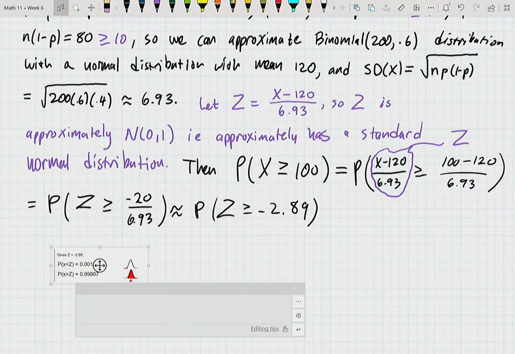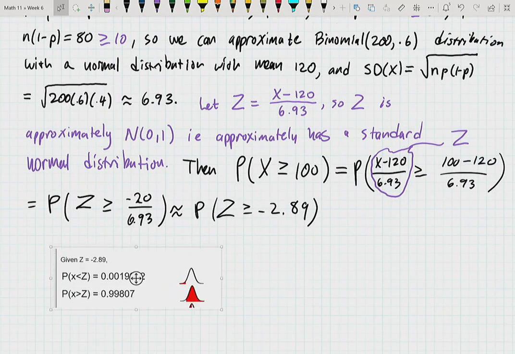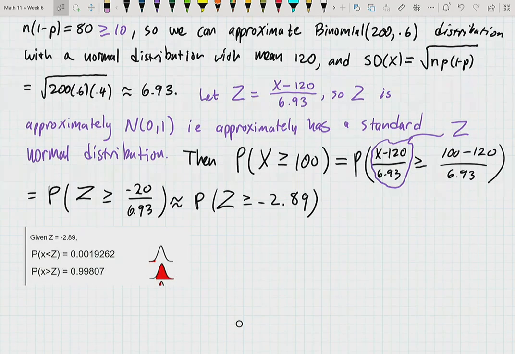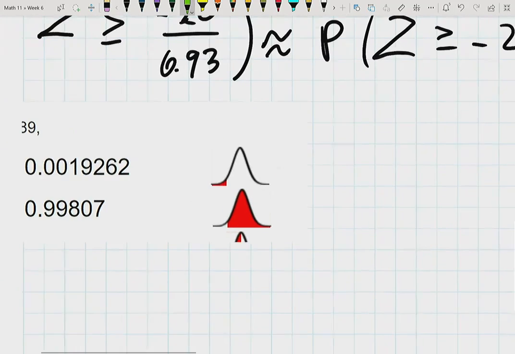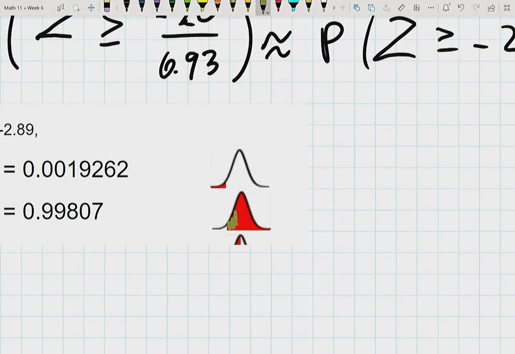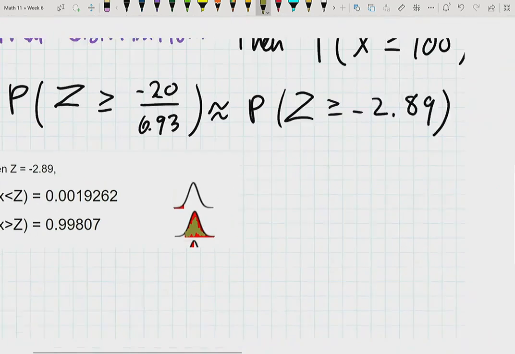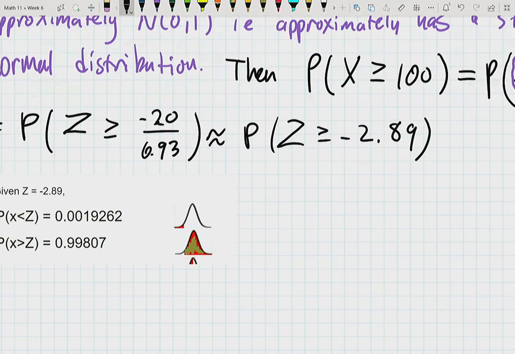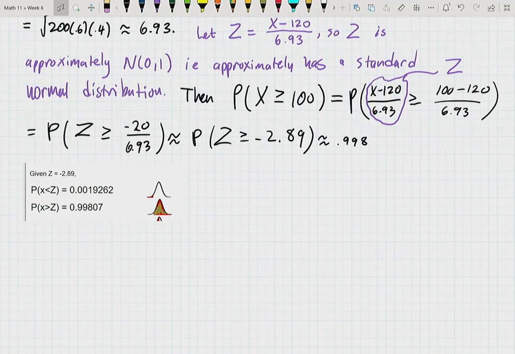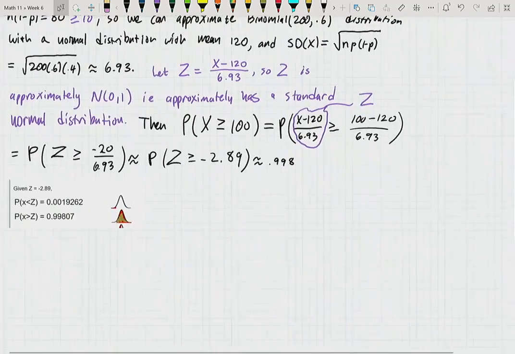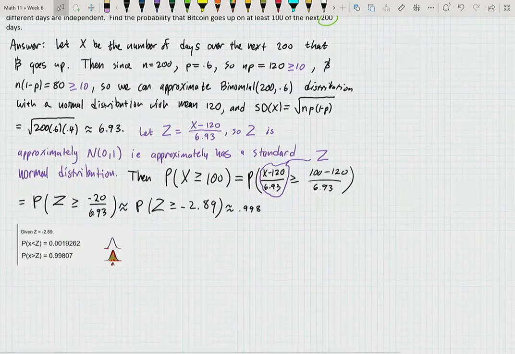Oh, nice. Finally got my pen to connect with Bluetooth to my laptop. Cool, okay. So as you can see, we're interested in this red region right there, the bigger red region. This one, well, now it's gold. So we get approximately 0.998. So yeah, pretty sure Bitcoin's going to go up on at least 100 days. Cool. Any questions on this before we get to today's lecture?